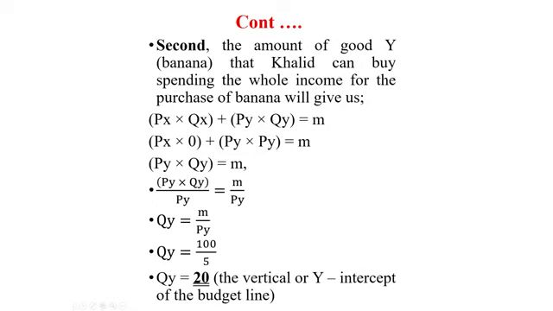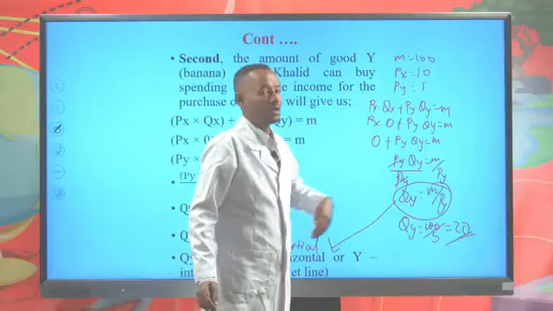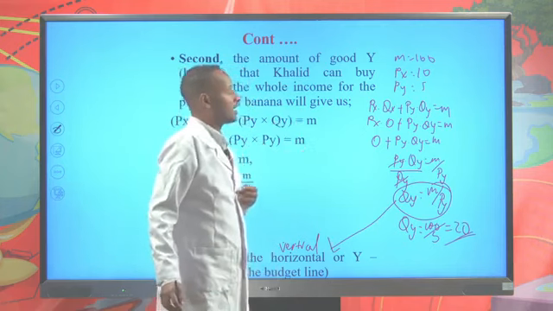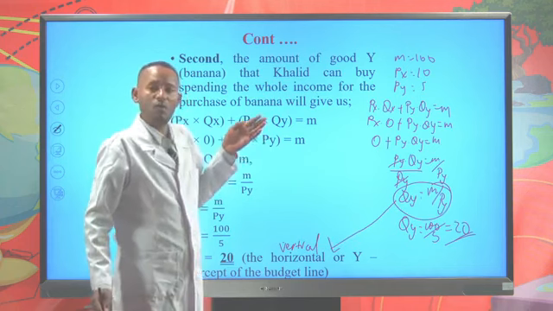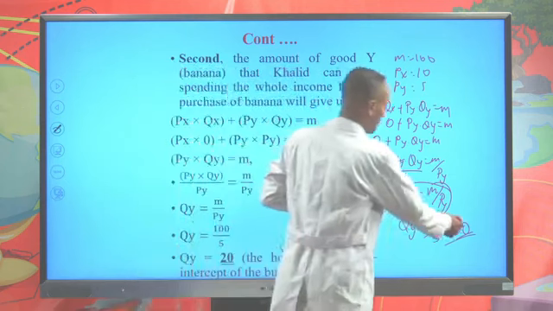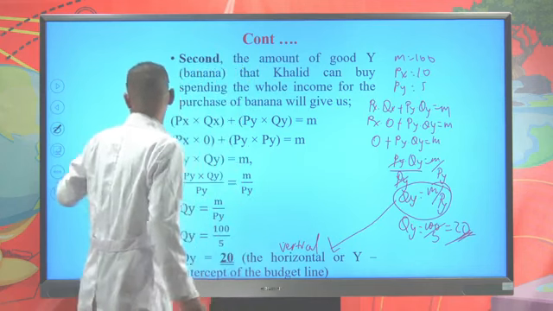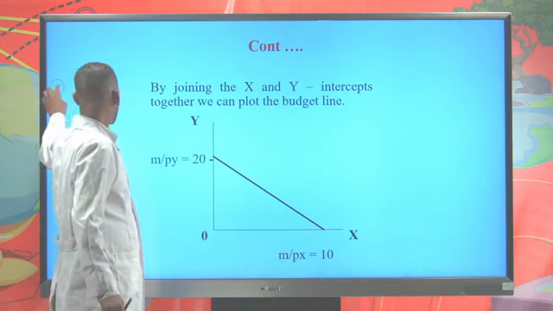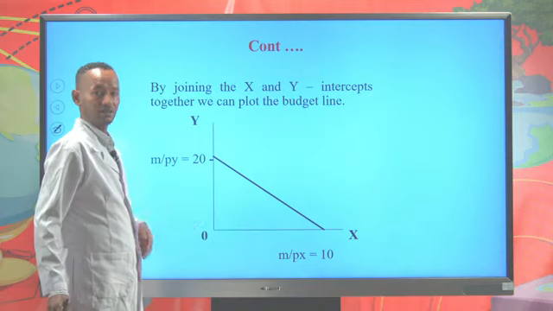You do have 100 birr, and the price of a kilogram of orange is birr 10, and the price of commodity Y, or the price of a kilogram of banana, is birr 5. Hence, if you spend the whole 100 birr for the purchase of banana, you can buy 20 kilograms of bananas. Now, by joining the vertical and horizontal intercepts of the budget line, we can construct the budget line.